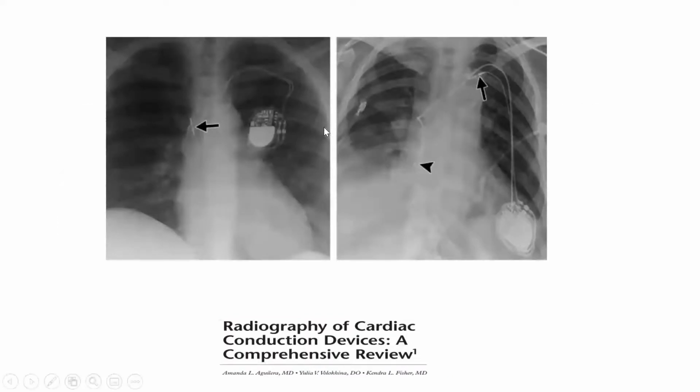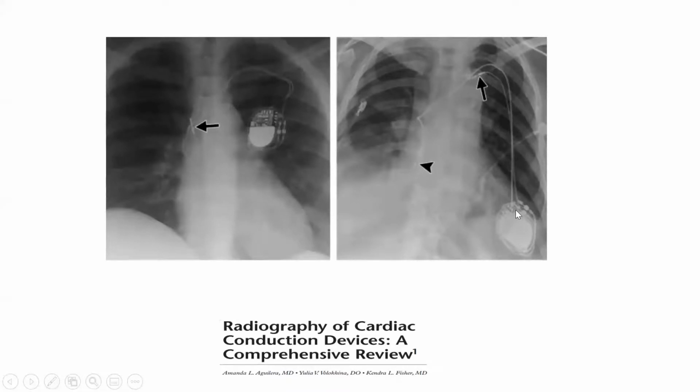Again, you see here, this is after implantation. This is the LA lead here. I don't see the RV lead, but look... also, yeah, there is an RV lead.